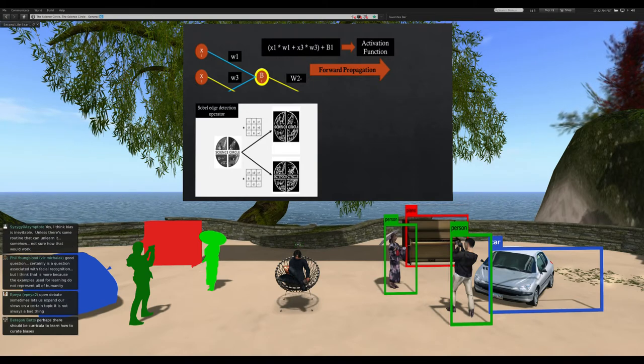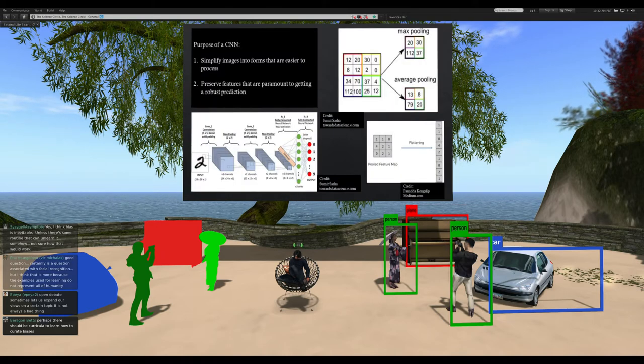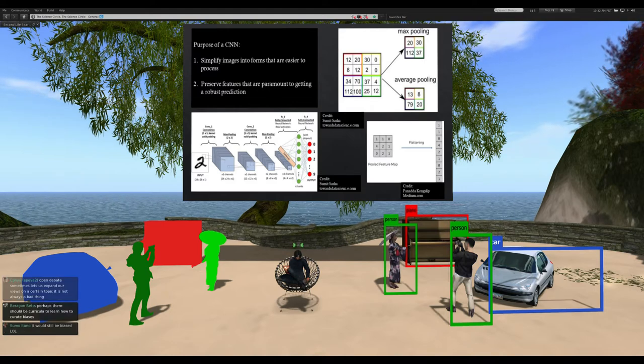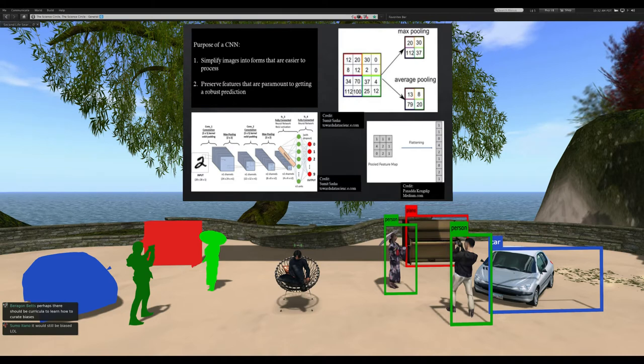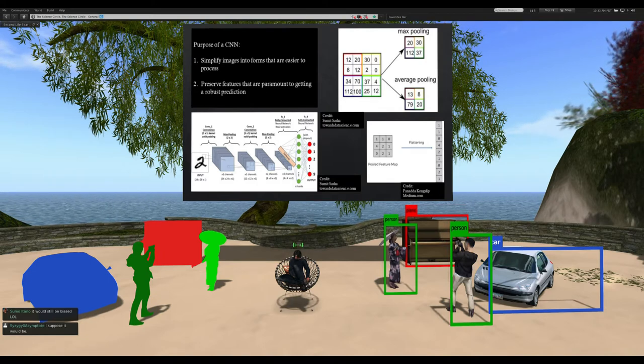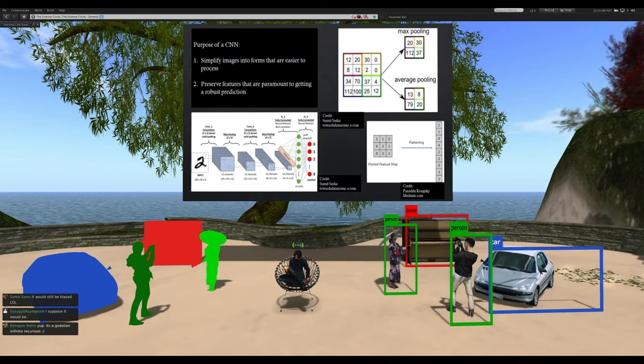And so the purpose of a CNN is not just to preserve the features that are paramount to getting a robust prediction. It wants to extract those features as it goes along. Those low-level features like lines and edges and so on and so forth would then translate as it goes down the network into mid-level and high-level features, and by the time it comes out into a fully connected layer, at the end, it would be able to classify the image based on high-level features.